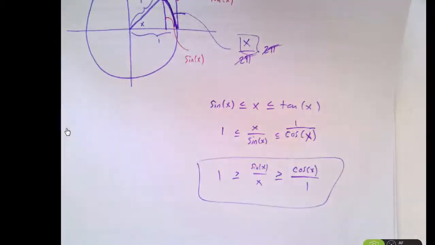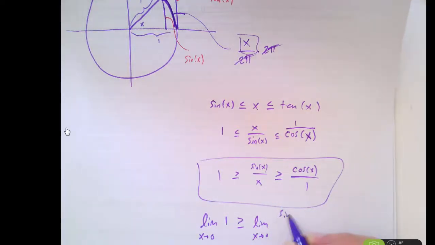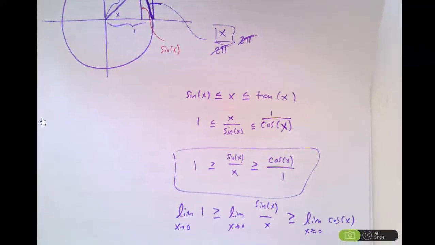All right, from here on out, you should be able to do it. So we can say limit x approaches 0 of 1 is greater than or equal to limit x approaches 0 of sine x over x greater than or equal to limit x approaches 0 of cosine x. This is just 1. This is also 1. Therefore, the limit that we care about by the sandwich theorem must be equal to 1.